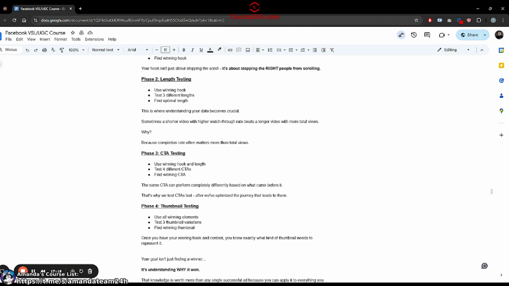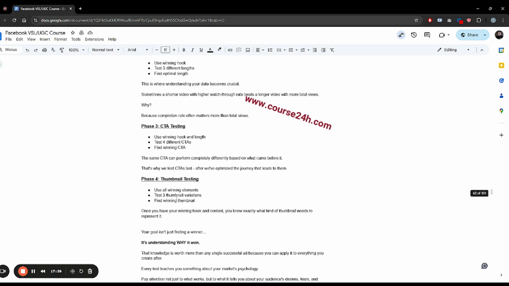And then phase 4, you can test the thumbnail. You can also test it first with a hook. After you find the hook, then you'll use all winning elements, test 3 thumbnail variations, and find the winning thumbnail. And once you have your winning hook and content, you know exactly what kind of thumbnail needs to represent it.